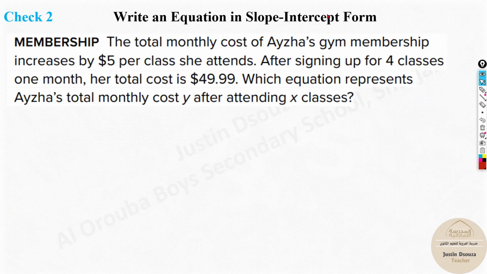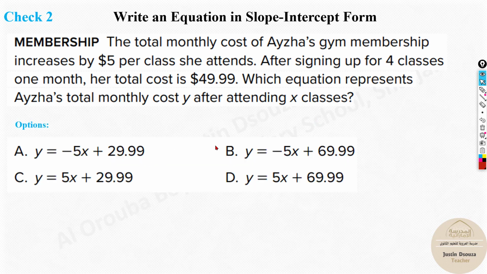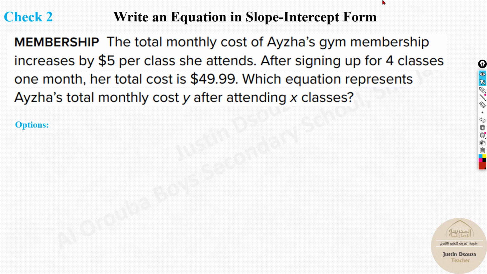Another real world problem. It's a check problem. Now we need to write slope equation in slope intercept form here as well. Let's read the problem. The total monthly cost of Aiza's gym membership increases by $5 per class she attends. After signing up for 4 classes 1 month, her total cost is 49.99. Which equation represents Aiza's total monthly cost Y after attending X classes? They have given 4 options, but before the options we will see what exactly this means.